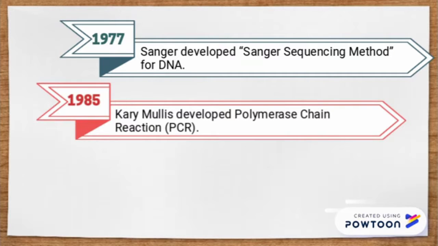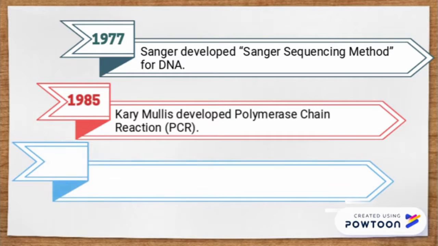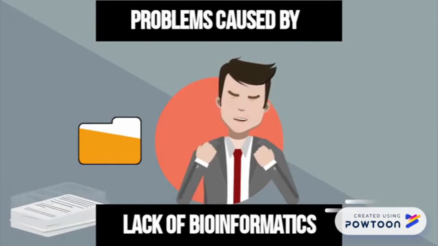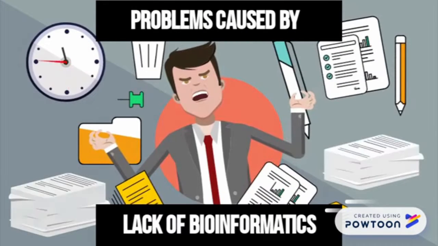In 1985, Mullis developed the famous polymerase chain reaction, which is PCR, and in 1996, Wilmut successfully cloned the first animal, Dolly the sheep. So, what are the main problems caused by the lack of bioinformatics?